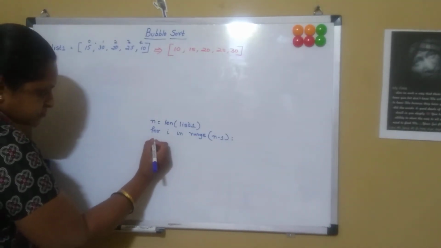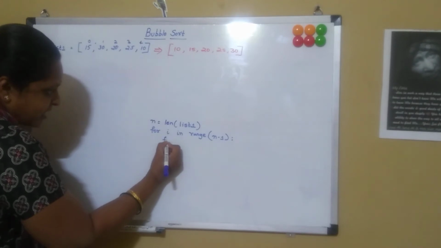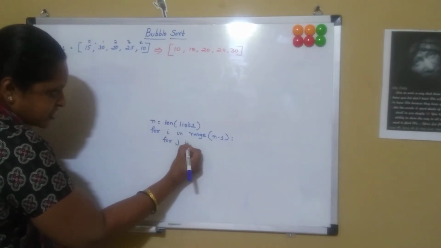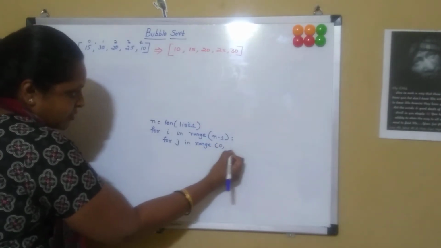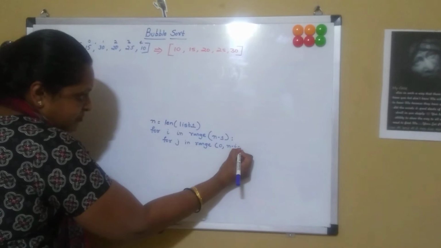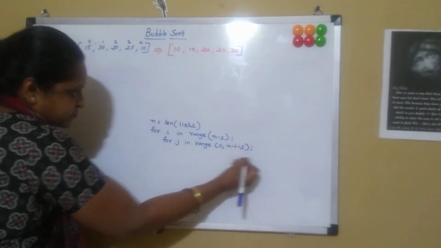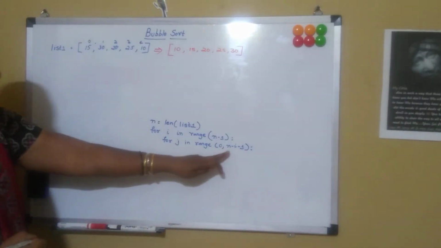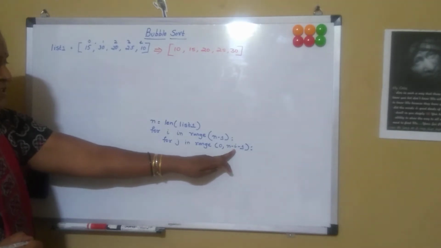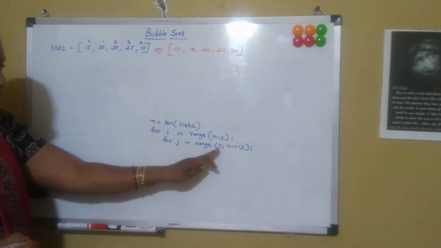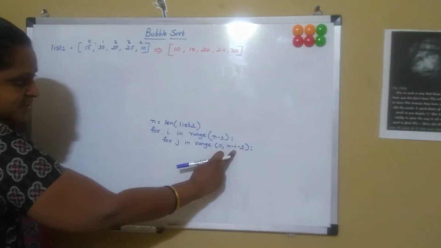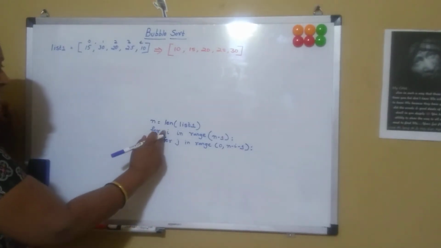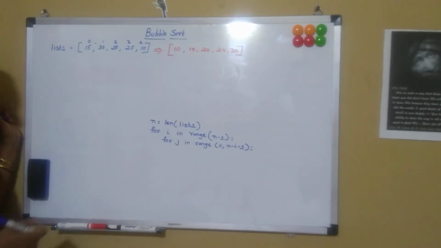Now again I give a for loop: for j in range 0, n minus i minus 1. So it will range from 0 to n minus i minus 1. i is varying. Initially i will be 0, so the j value will range from 0 to 5 minus 0 minus 1, that is 4. So it keeps on varying as i increments.